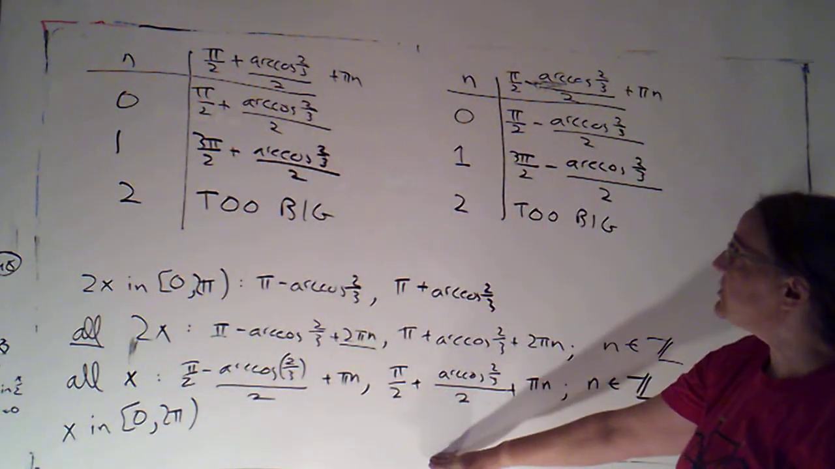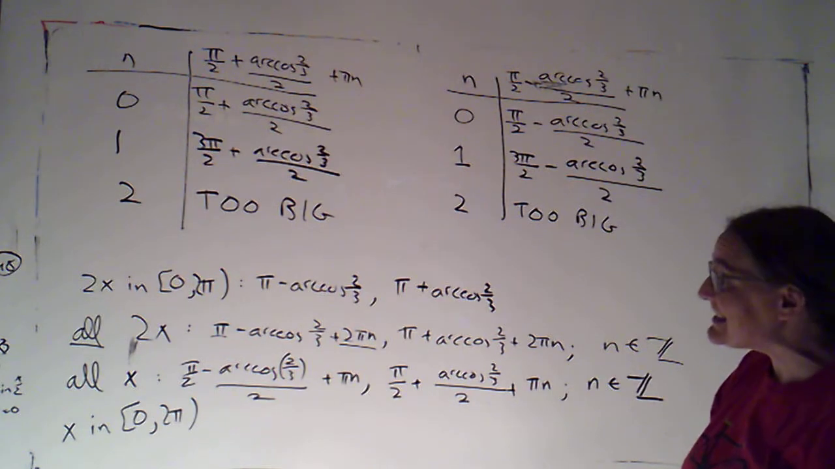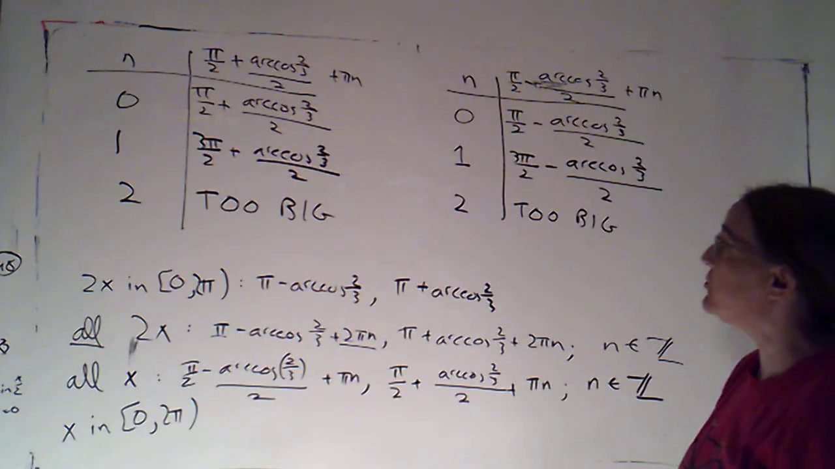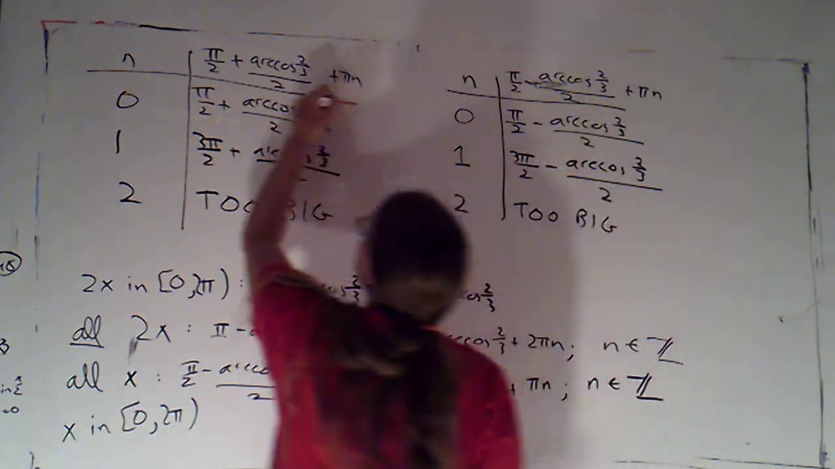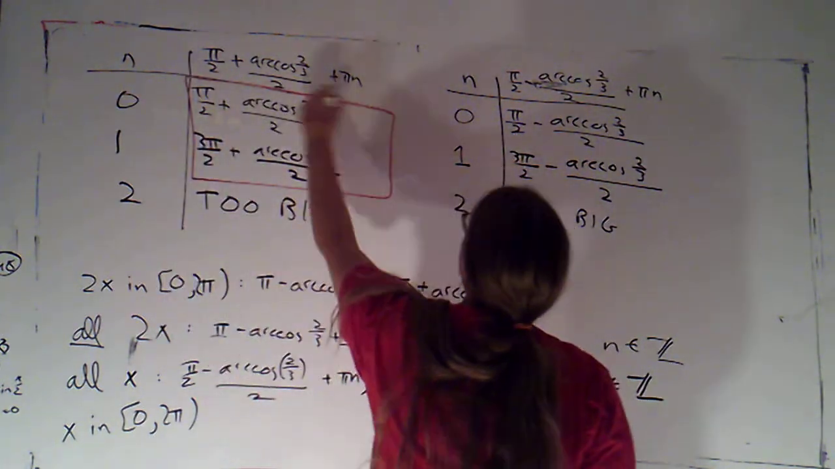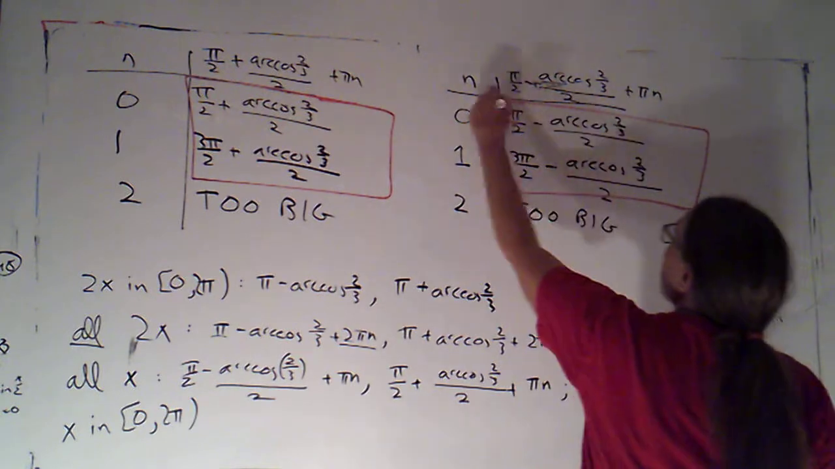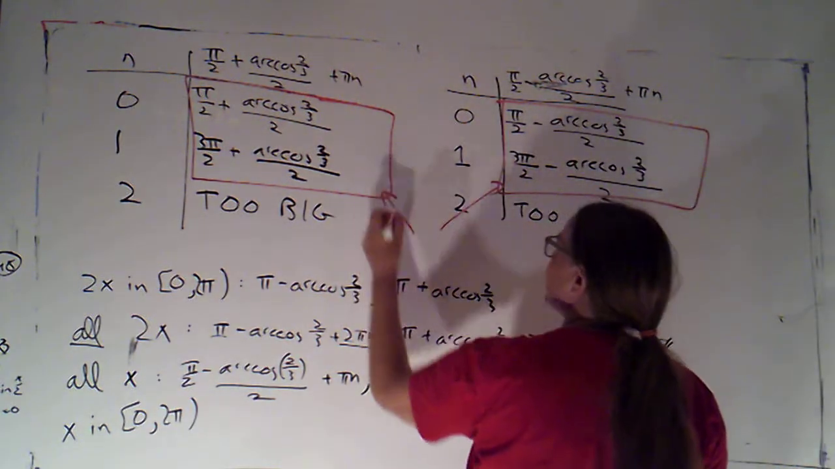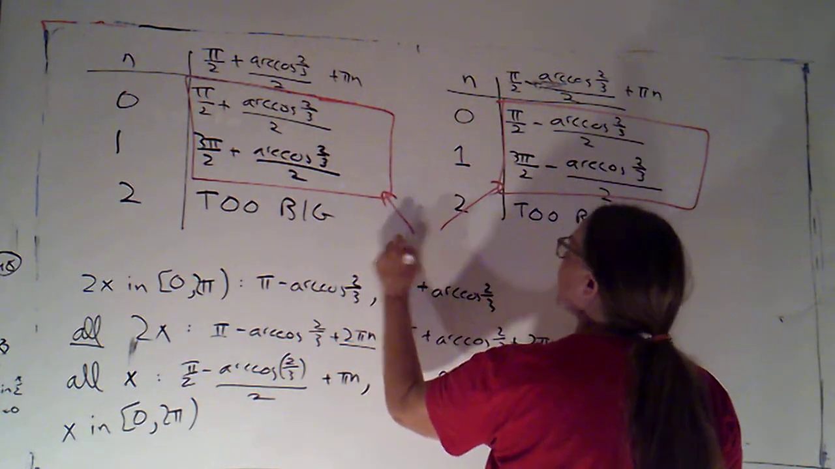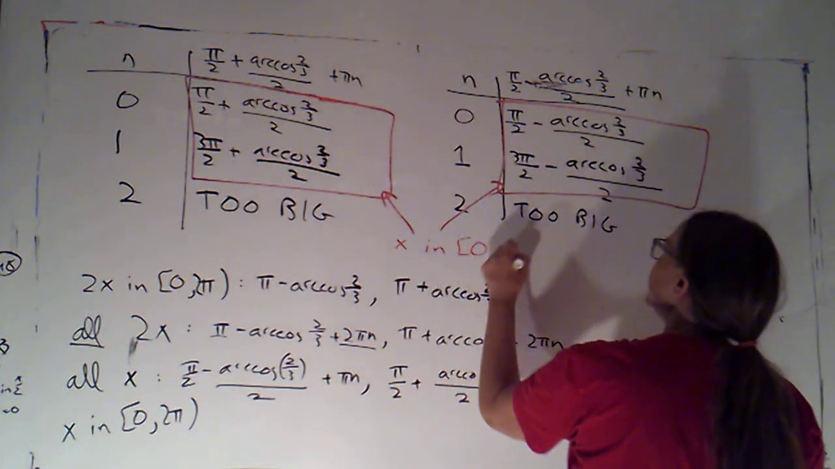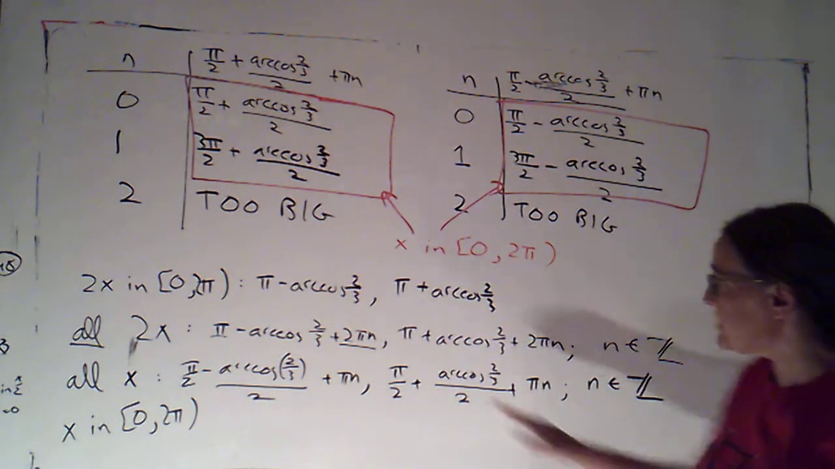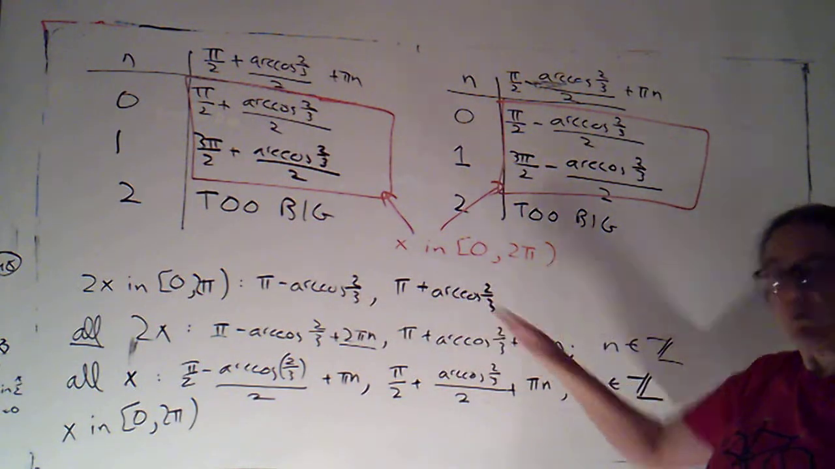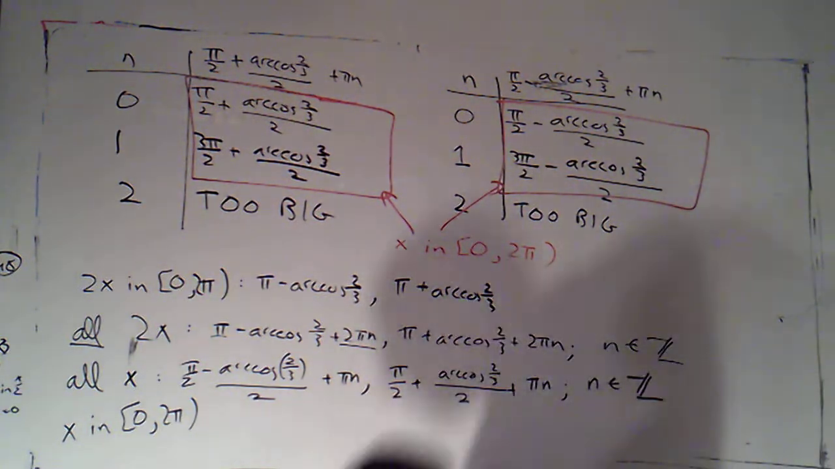So my solutions for x in the interval from 0 to 2 pi are these 4 numbers that I'm boxing in red here. And I'm just going to say these are all the x values in the interval from 0 to 2 pi. So notice with 2x, we just had 2 solutions. With x, we had twice as many.